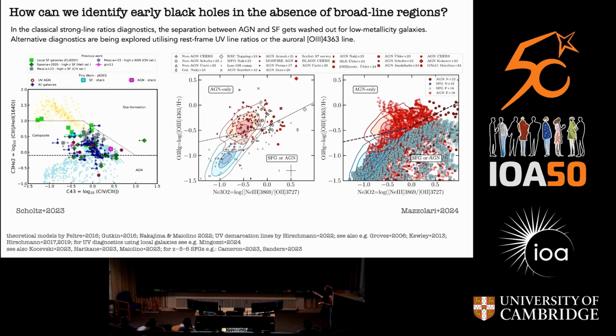Or, as I mentioned earlier, using, for instance, the aurora line in relation to other line properties. And we're trying to push the field to identify new diagnostics that can still be effective in these low metallicity systems. And this is also work that will develop much more, I'm sure, in the coming years.